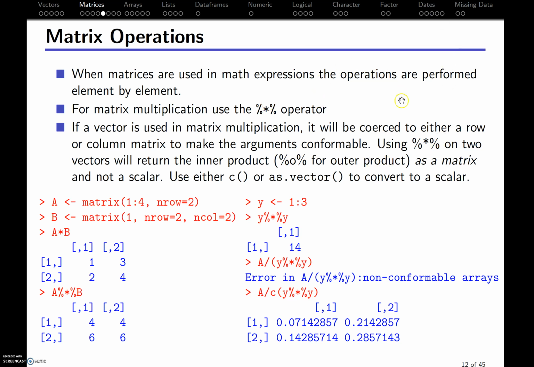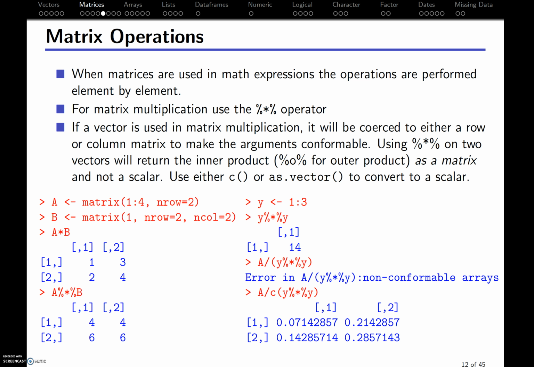Using this operator on two vectors is actually going to give you the inner product. And if you want the outer product, that's the operation. Okay. And finally, we can convert any inner product or anything that we get to a scalar variable by just using either the concatenate or as.vector.